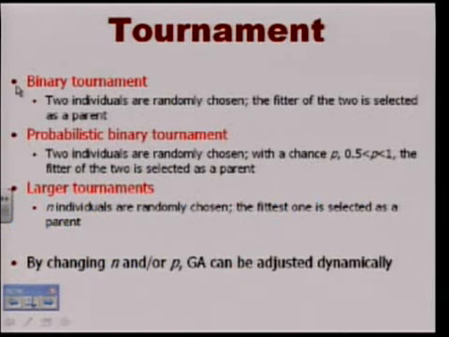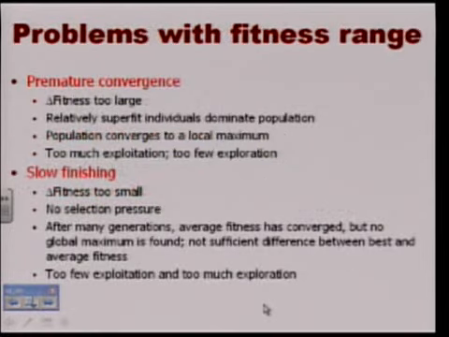for the tournament procedure, you can have different types of tournaments to do the selection. Binary tournament is where you have two individuals randomly chosen, and the fitter one will be selected. Or two individuals are randomly chosen with some probability, and then the fitter one will be selected. And you can select N individuals and then pick the fittest one. By changing this value N and the probability P of being selected for each individual, the genetic algorithm can be adjusted dynamically. But overall, the algorithm is just a conceptual flowchart to explore the existing solutions and maybe generate some new ones based on heuristics. So that's pretty much all the variations of the genetic algorithm.